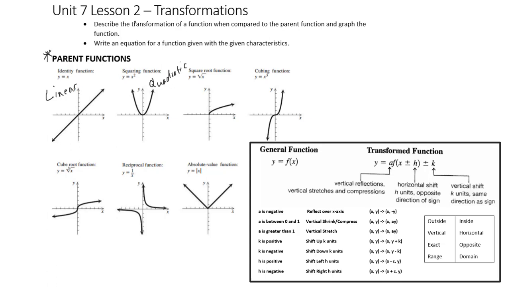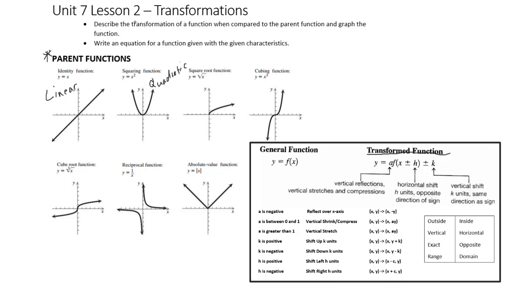Now over here, I have the transformation function that a lot of people will use. And so A, as you see, if A is negative, it's reflected over the x-axis. If A is between 0 and 1, it's a vertical shrink or vertical compression. If A is greater than 1, it's a vertical stretch. And K at the end, if it's positive, we shift up K units. If K is negative, we shift down K units. And then H in the middle, inside the function, if it is positive, we go left. And if it is negative, we go right.